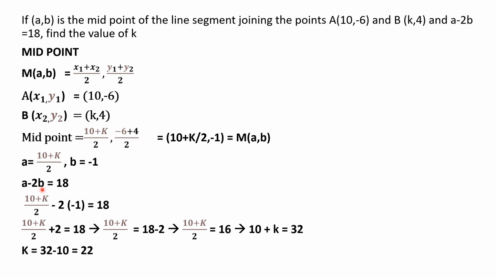From this we can find out the value of a and b by applying this in the equation a minus 2b equal to 18, because it is given in the problem. When you apply it, you will get k equal to 22. Instead of a, you are going to apply 10 plus k by 2. Instead of b, you are going to apply minus 1. When you solve this, you will get k equal to 22.